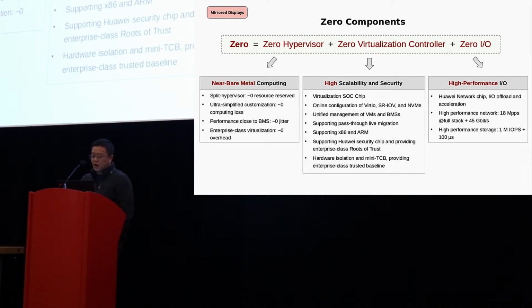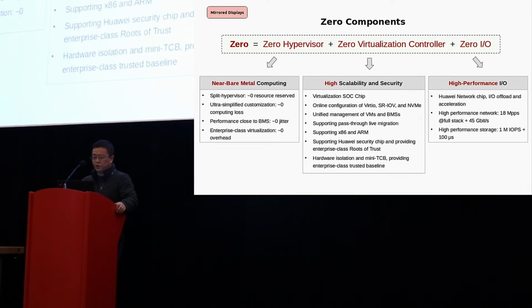For the Zero I/O, we use Huawei's chip to accelerate both network and storage. Currently, in network, our performance is 80 million PPS at full stack, and the bandwidth is 45 gigabits. For storage, current performance is 1 million IOPS plus, with 100 microseconds latency.